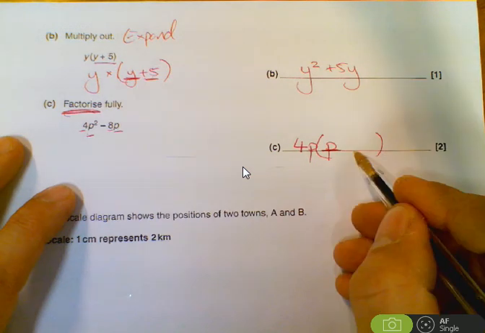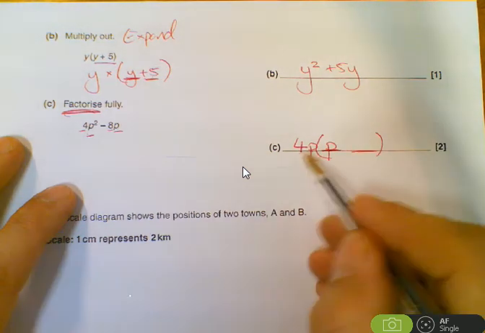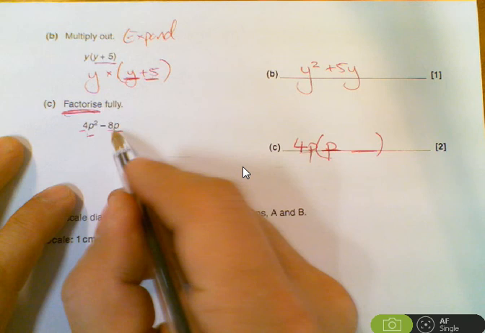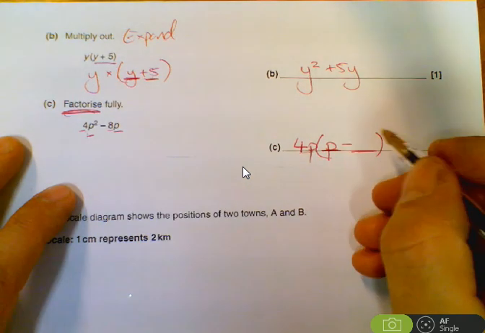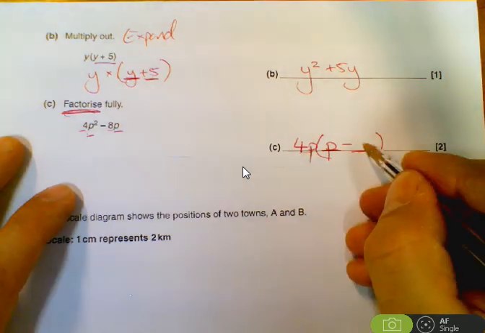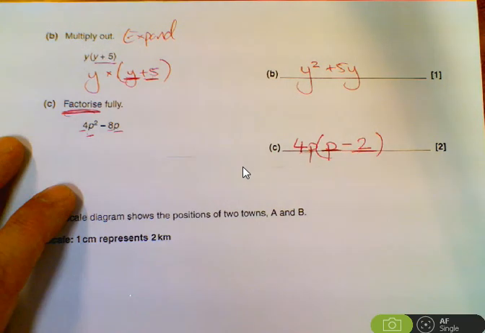Then I have to figure out what goes here, so that when I multiply it by 4p, I get minus 8p. But it's going to be minus, and to get the 8, I'm going to need to double that 4, so it's going to be minus 2.